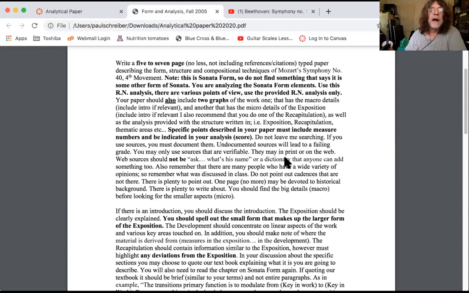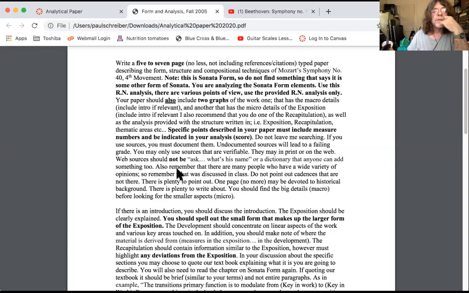I said not verifiable. They may be in print or they may be on the web. Web sources should not be like Ask, whatever that guy's name is. I don't know if that's still going on. Ask somebody. Or a dictionary that anyone can add their own opinions to, which is Wikipedia.